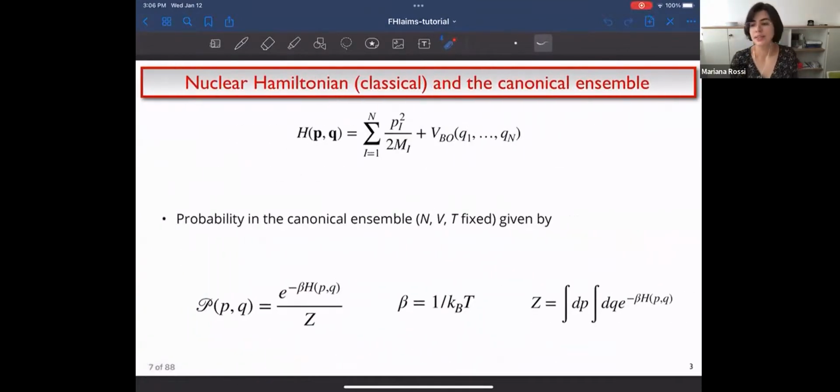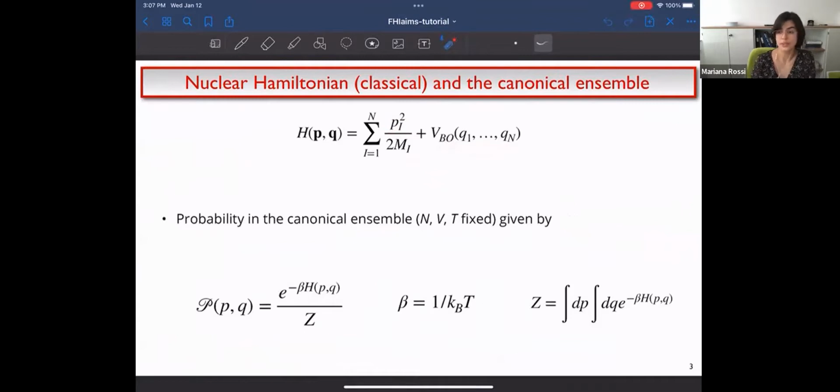Then how does this actually look? So you have classical nuclei now, and the classical Hamiltonian is given by this expression that you have here above. P are my momenta in this case, Q are my positions, this is my Born-Oppenheimer potential, and M would be just the mass of the nuclei.